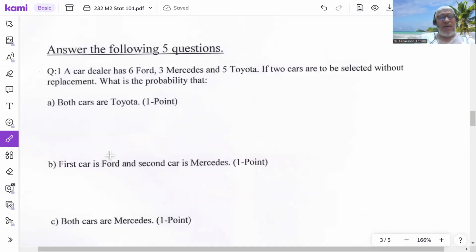A car dealer has 6 Ford cars, 3 Mercedes, 5 Toyota. If 2 cars are to be selected, so how many cars in total? 9 plus 5, 14. Okay, 14 cars.